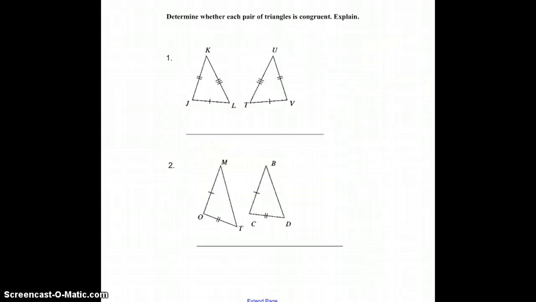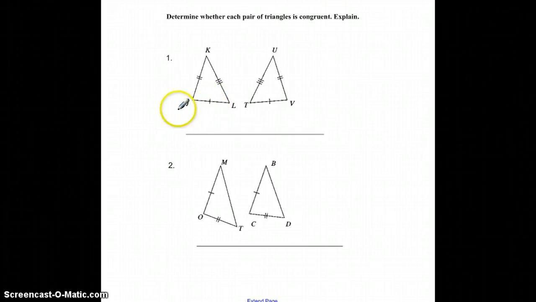Let's take a look here at a couple examples. Determine whether each pair of triangles is congruent. So we take a look here. I see a tick mark here. I see a tick mark here. So those two sides are congruent. UT is congruent to KL. And UV has two tick marks, and so does KJ. So we've got all three sides are congruent to their corresponding side.